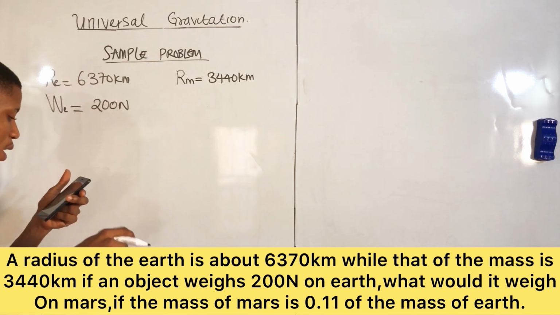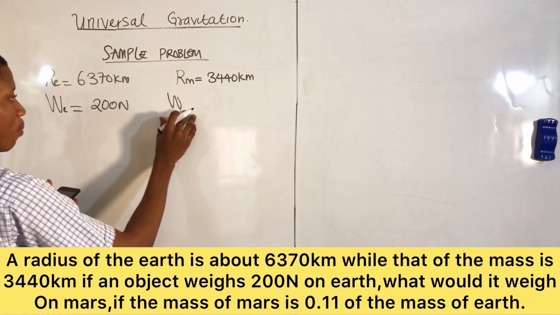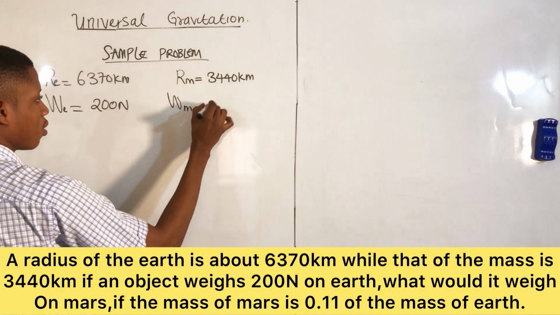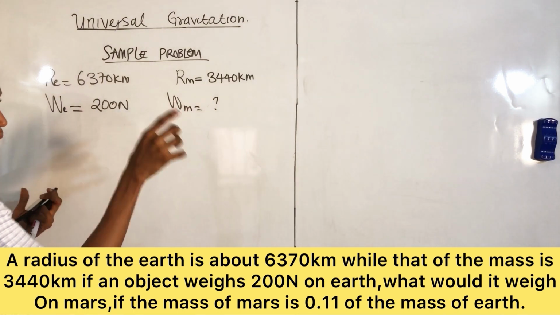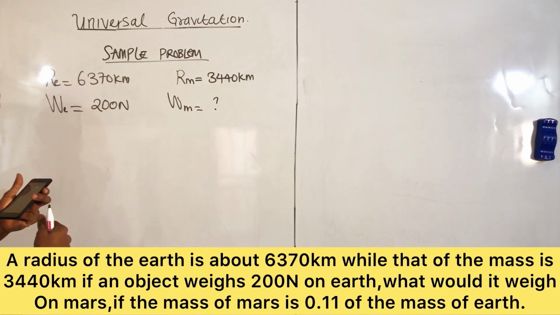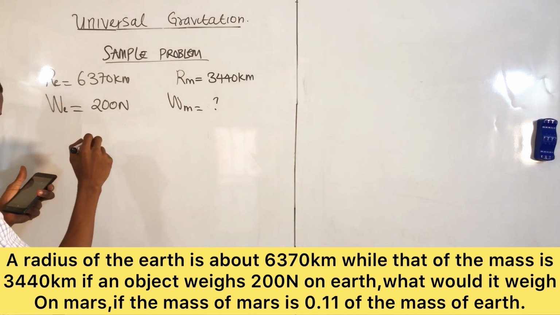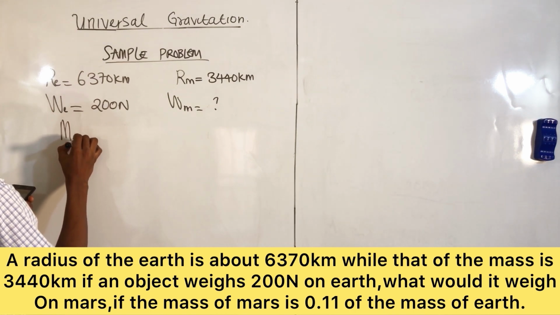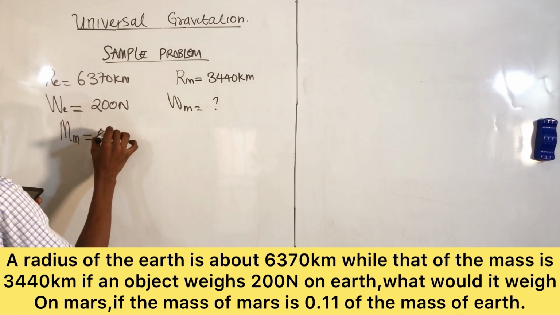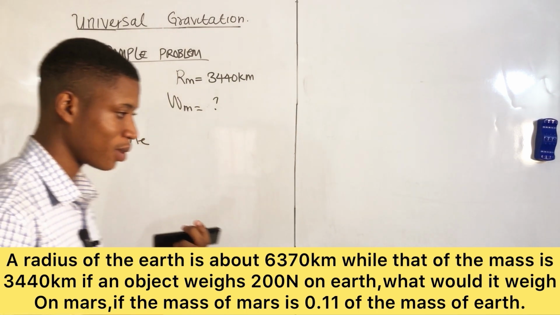What would it weigh on Mars? So we're looking for the weight of an object on Mars. Of course, we're looking for the weight of the object on Mars, right? And let's read further. If the mass of Mars is 0.11 of that of Earth, if the mass of Mars is 0.11 of the mass of the Earth. Now this is a very important relationship.